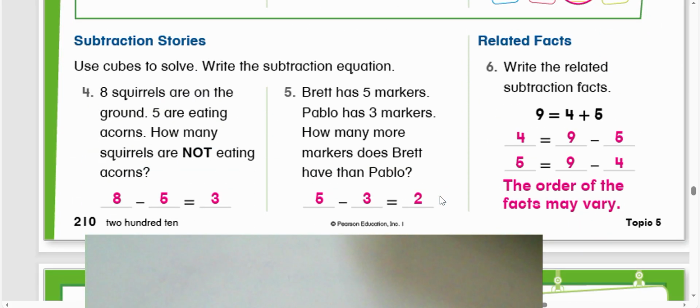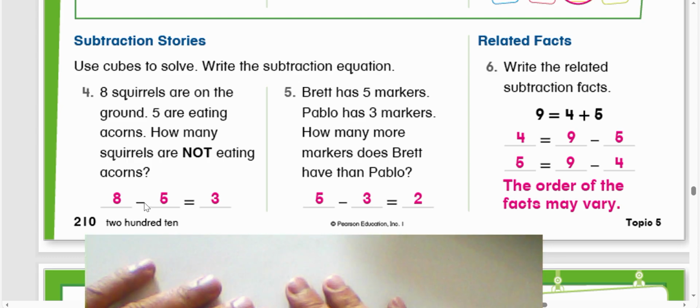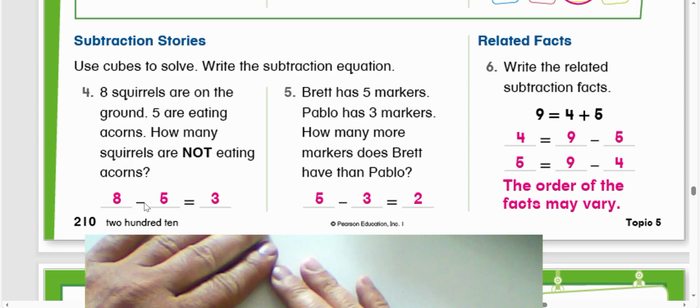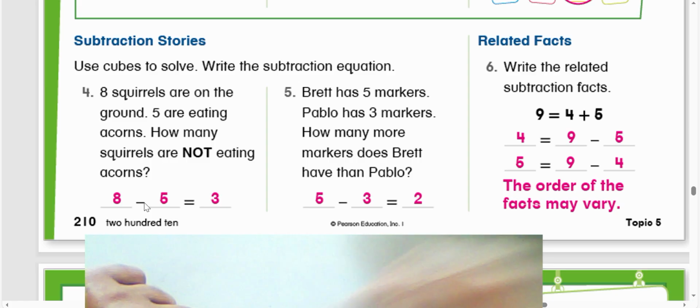Next, what is the equation? Squirrels, 5 of them are eating prawns. How many squirrels are not eating prawns? We can write 8 minus 5 equals 3. The answer will be 3.